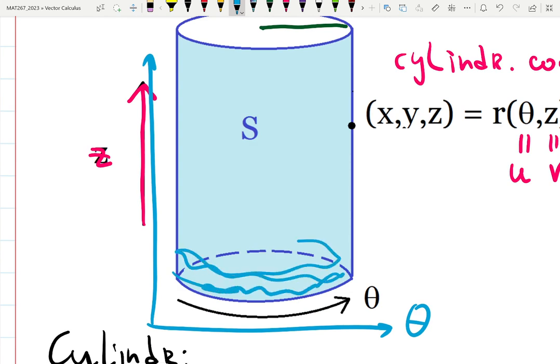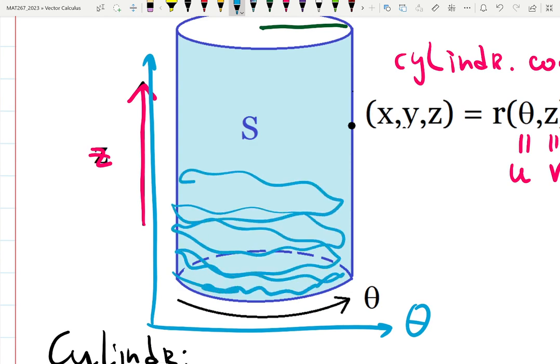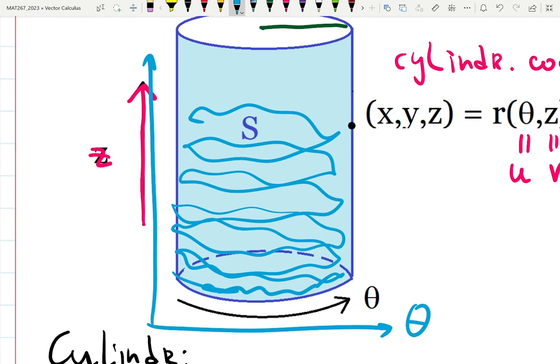It's a surface. So you go around and around and you go higher because z is growing, and you draw the cylinder like in that toy.